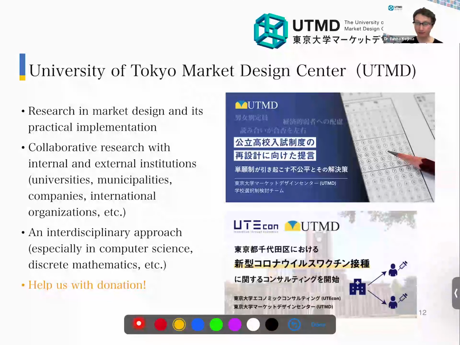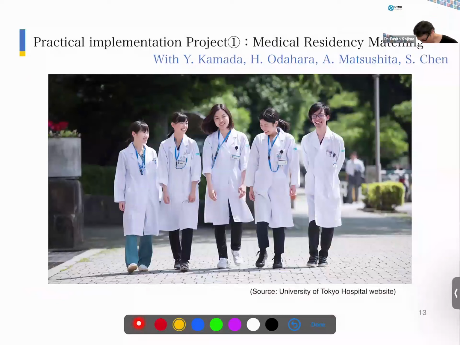Okay, as such, I have a bunch of colleagues and students working with me, and not only do we write academic papers, but we also talk to policymakers and private companies, and cooperate with them to use these ideas in practice. So in the remaining 10 minutes or so, let me quickly talk about the specific projects that we are doing in this University of Tokyo Market Design Center.